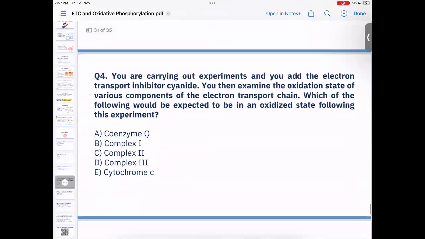Let's go ahead to question 4. You're carrying out experiments and you add the electron transport inhibitor, cyanide. You then examine the oxidation state of various components of the electron transport chain. Which of the following would be expected to be in an oxidized state following this experiment? There's a few stages to this question. I'm going to give you guys time to answer, and then we can explain it.